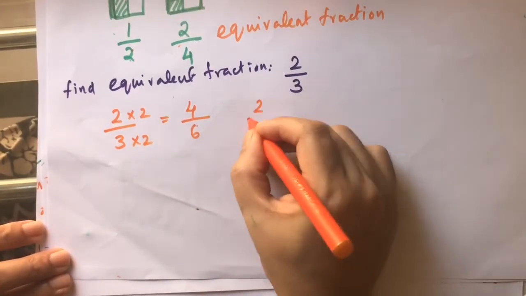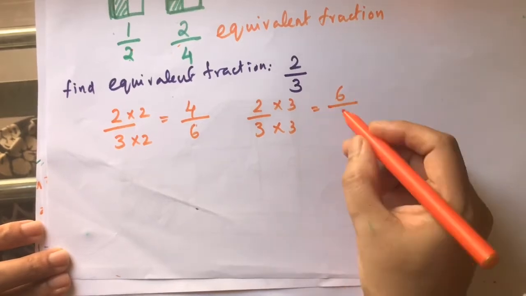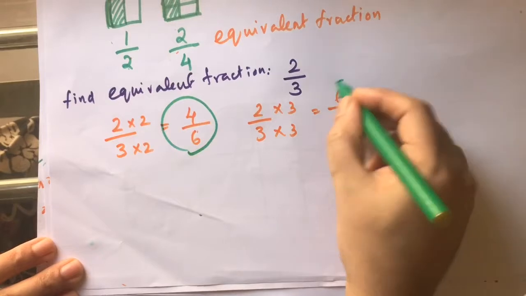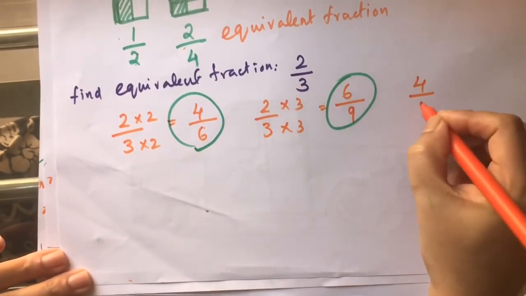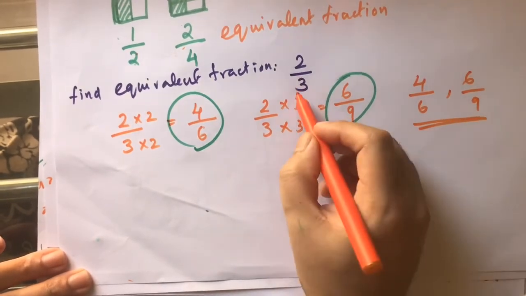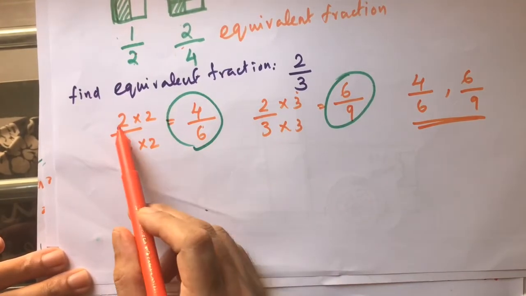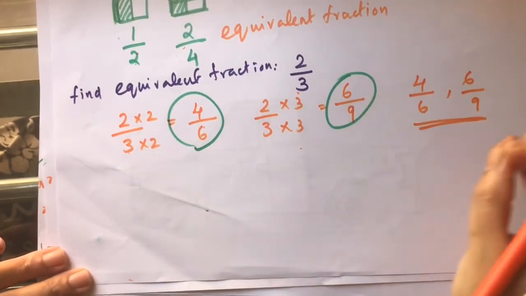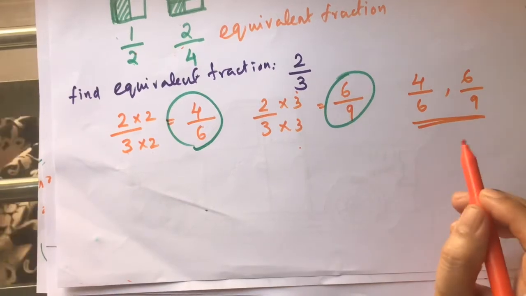And I am multiplying 2 by 3 with 3. So 2 3s are 6, 3 3s are 9. So I got two fractions, 4 by 6 and 6 by 9. We can say 4 by 6 and 6 by 9 are the equivalent fractions of 2 by 3. To find an equivalent fraction, we have to multiply the numerator and denominator by the same number. We can find more equivalent fractions by multiplying with 4, 5 and so on. Here I am just finding 2.